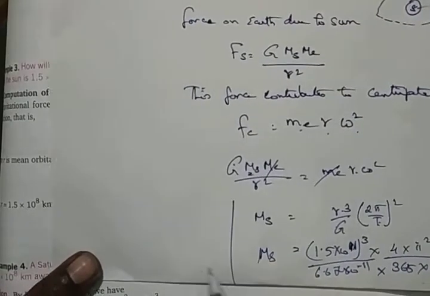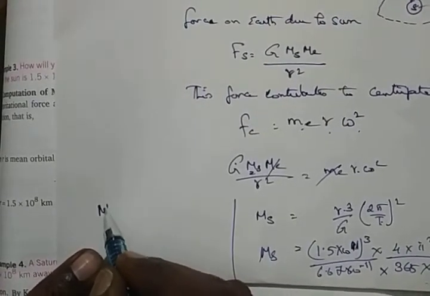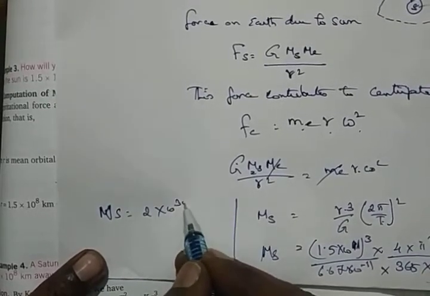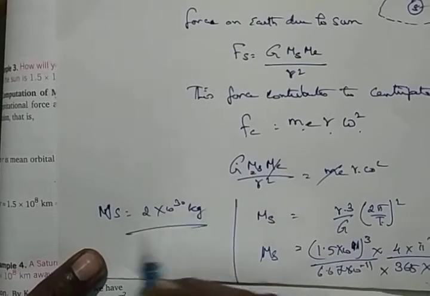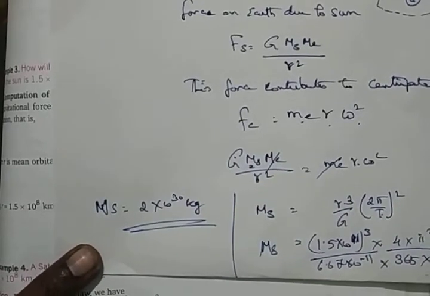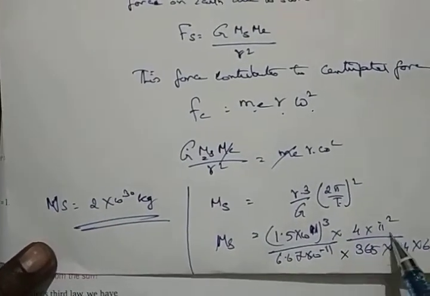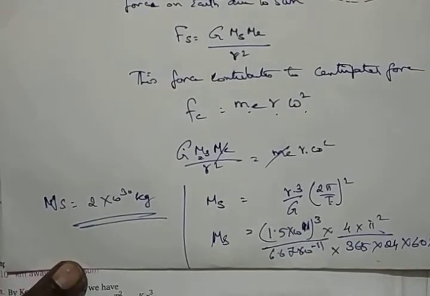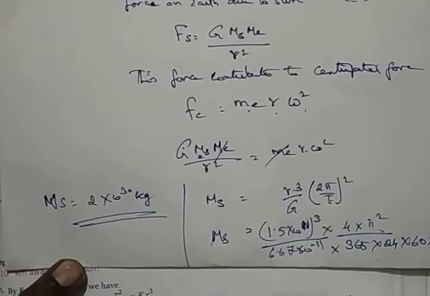And the mass of the Sun is going to be equal to 2 into 10 to the power of 30 kilograms. After you finish all the calculation, you will land up with this answer. Okay? Let us look at the next question now.